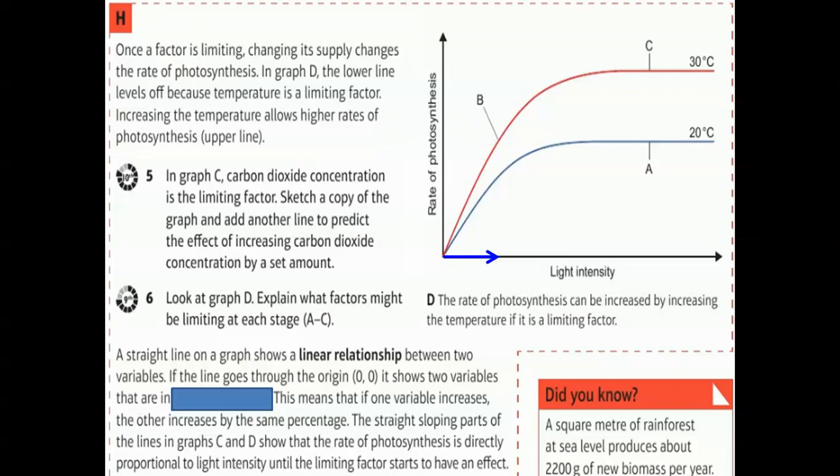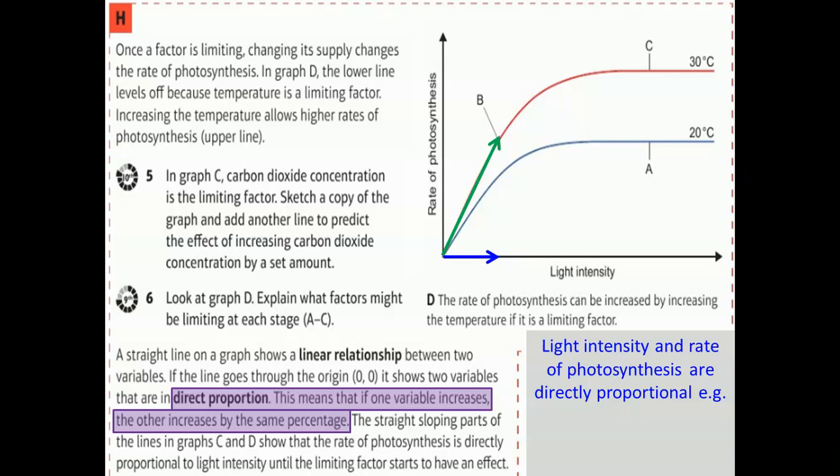Now when you see that the light intensity increases, the rate of photosynthesis also increases. So here, one variable increases, the other variable increases at the same rate. And this means that they are directly proportional. So while light intensity and rate of photosynthesis are directly proportional, we could say that if light intensity doubles, the rate of photosynthesis must also double.